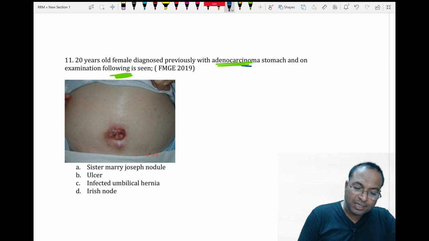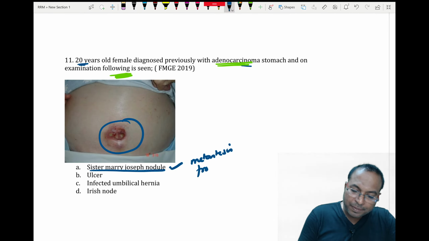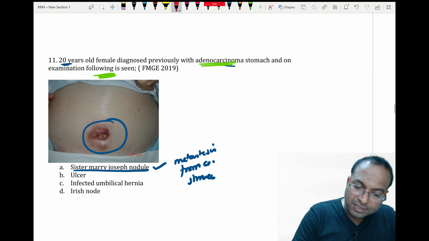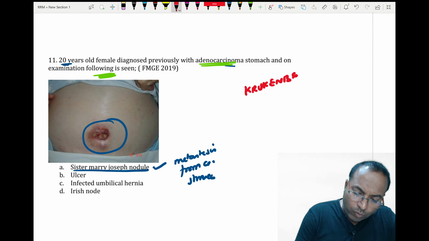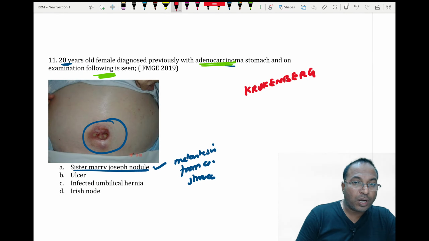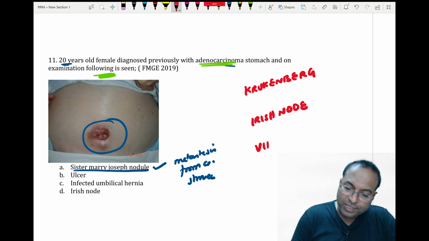Adenocarcinoma of the stomach, and the female is having an umbilical deposit. It is known as Sister Mary Joseph nodule. It is a metastatic deposit from cancer stomach. Please remember the other important things from cancer stomach: Krukenberg's tumor is a bilateral ovarian deposit. Irish node is a left axillary node. Virchow's node is a left supraclavicular node.